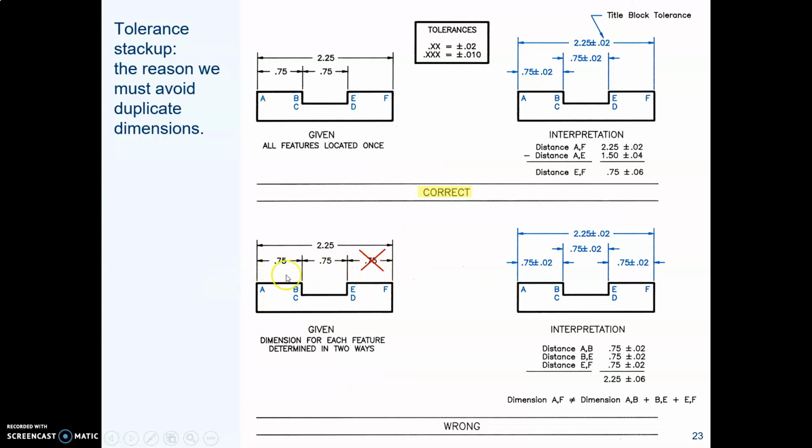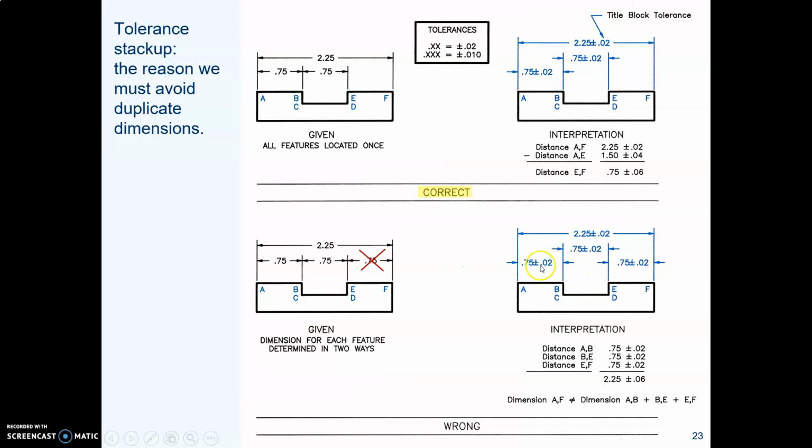What if you had all three lands and notches dimensioned, they're all 3/4 of an inch, and you put the overall dimension on it? So now, according to the title block tolerances, all those dimensions have plus or minus 20 thousandths applied to them. Well, that's great, but get out your calculator maybe, or your mental math, and think about what would happen if somebody made all of these three sizes their very biggest. So they would be 0.75 plus 20 thousandths. What would that be?